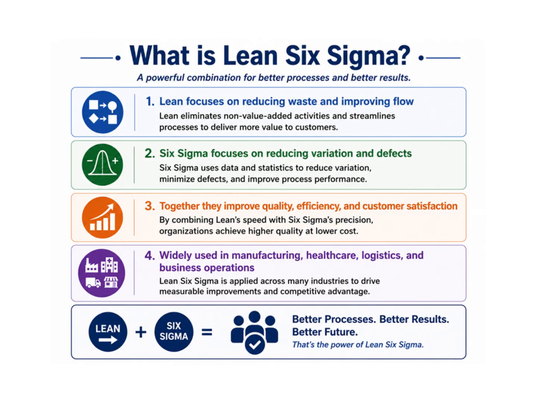Lean Six Sigma brings together two major improvement philosophies. Lean focuses on reducing waste, improving flow, and eliminating non-value-added activities. Six Sigma focuses on reducing variation, reducing defects, and improving consistency. Together, they help organizations improve quality, efficiency, and customer satisfaction. Lean Six Sigma is used across manufacturing, healthcare, logistics, finance, and many other industries. A simple way to think about it is: Lean removes waste.